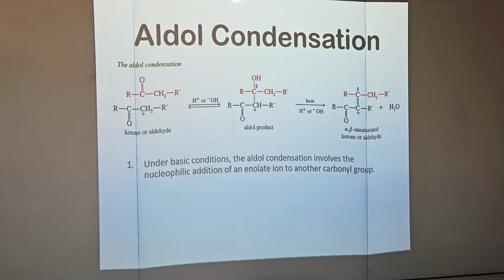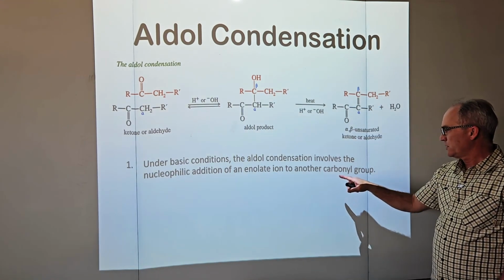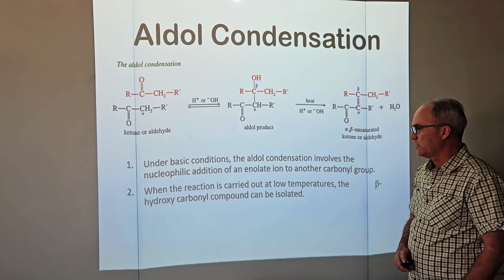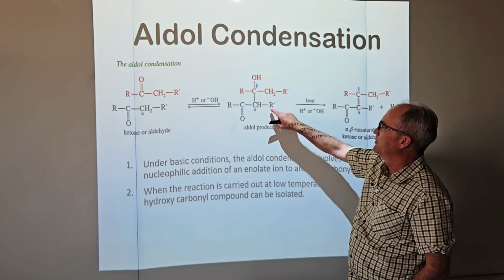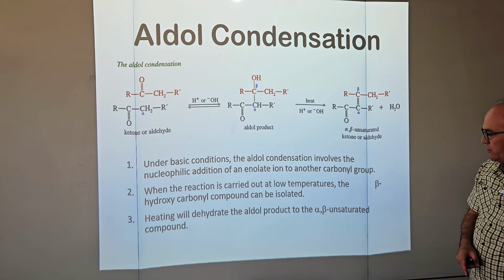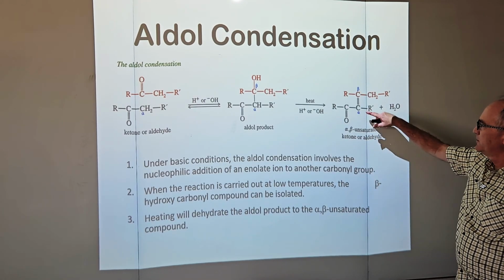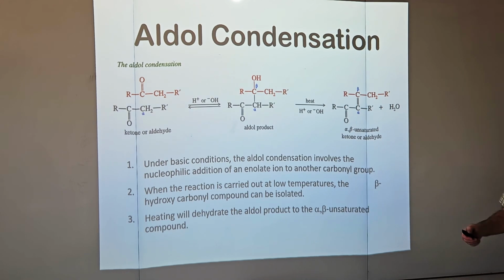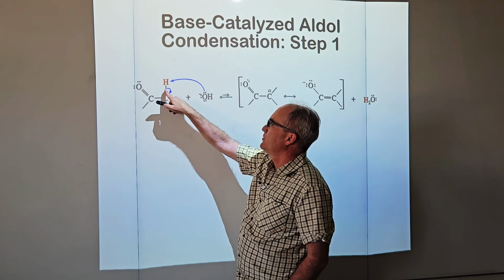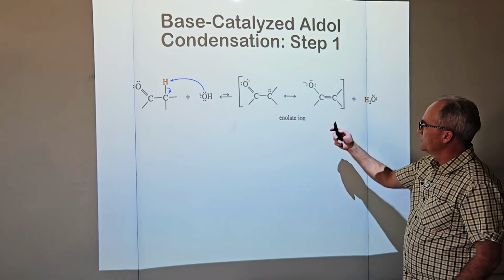Under basic conditions, the aldol condensation involves the nucleophilic addition of one enolate ion to another carbonyl group. When the reaction is carried out at low temperatures, the hydroxycarbonyl compound can be isolated. You can bottle this up, purify it. If we heat it, we dehydrate the aldol product to the alpha beta unsaturated compound. So it looks a lot like our LDA chemistry. Alpha hydrogens are acidic, pulled off by base. Now we have a nucleophile. We have this resonance structure.